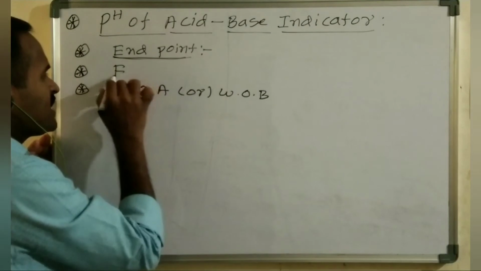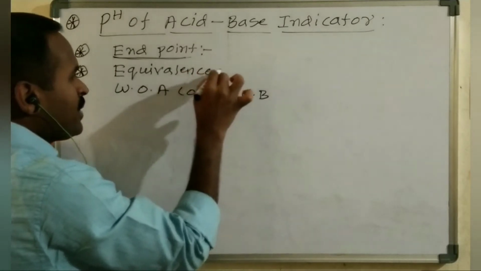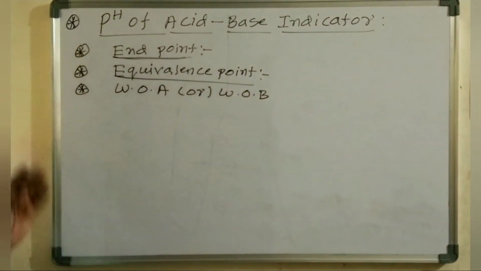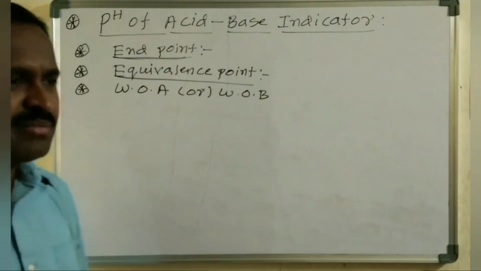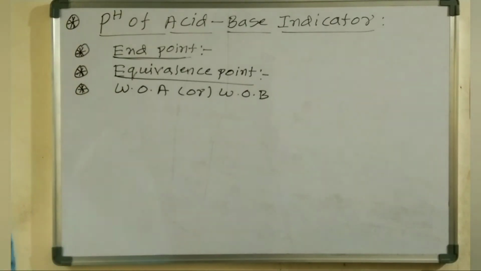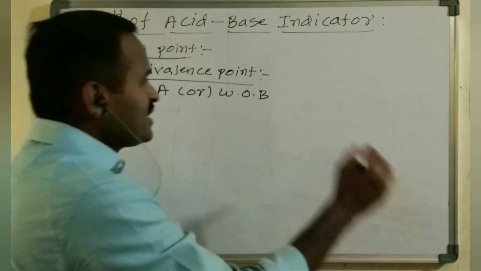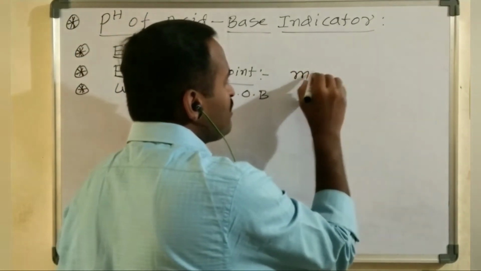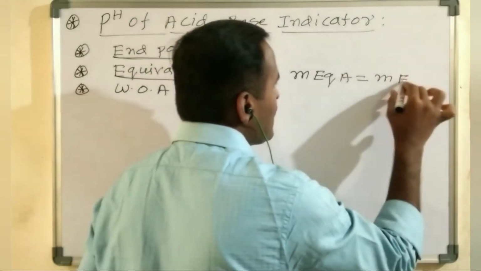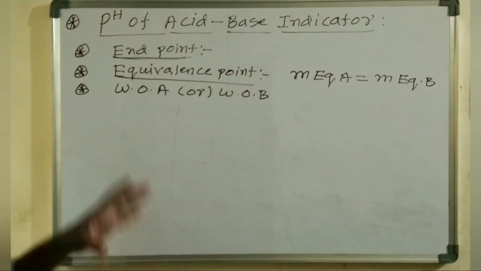The other one is the equivalence point. The equivalence point is the point at which the reaction between the acid and base is theoretically completed as per the balanced chemical equation, or the stoichiometric chemical equation between the acid and base. In other terms, it is the point at which the milliequivalents of acid equal the milliequivalents of base. That particular point is the equivalence point.